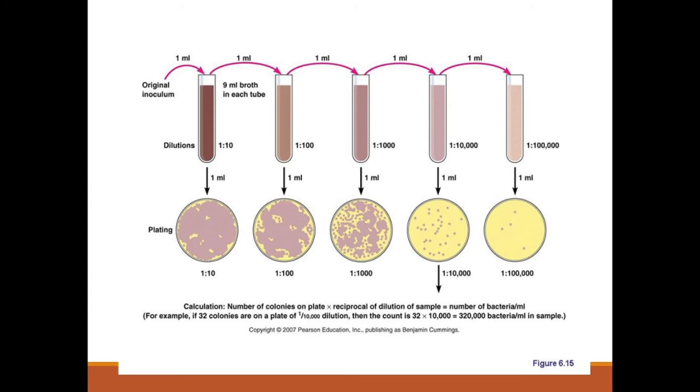For example, if there are 32 colonies on the plate at 1 by 10,000 dilution, then the count is 32 into 10,000, that is 320,000 bacteria per ml in that sample. Okay, clear?